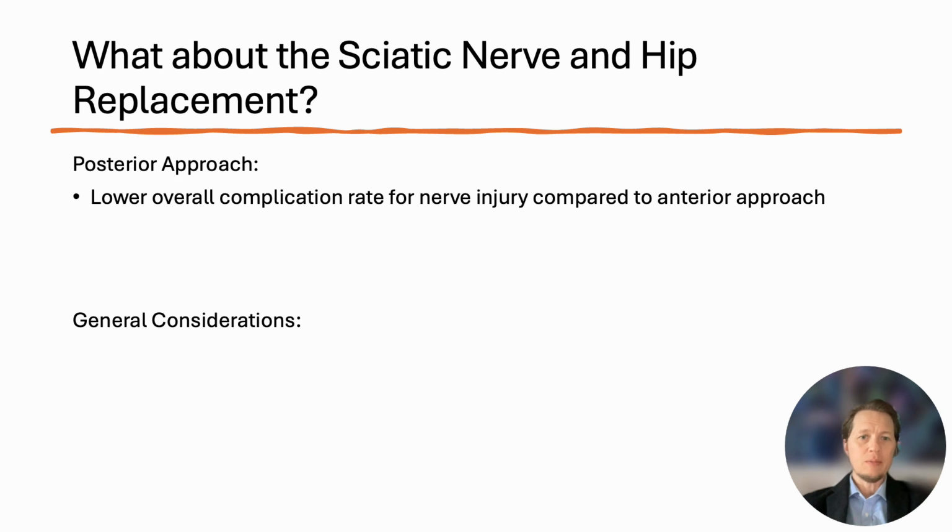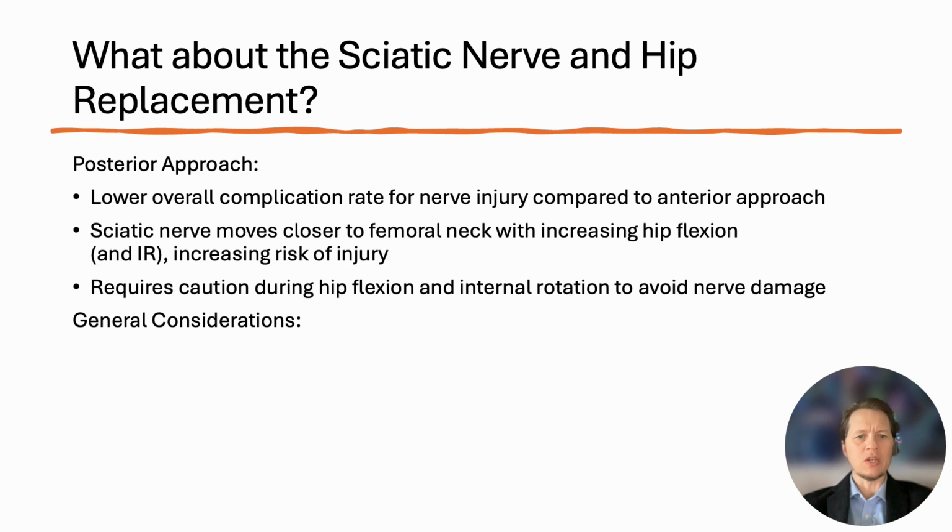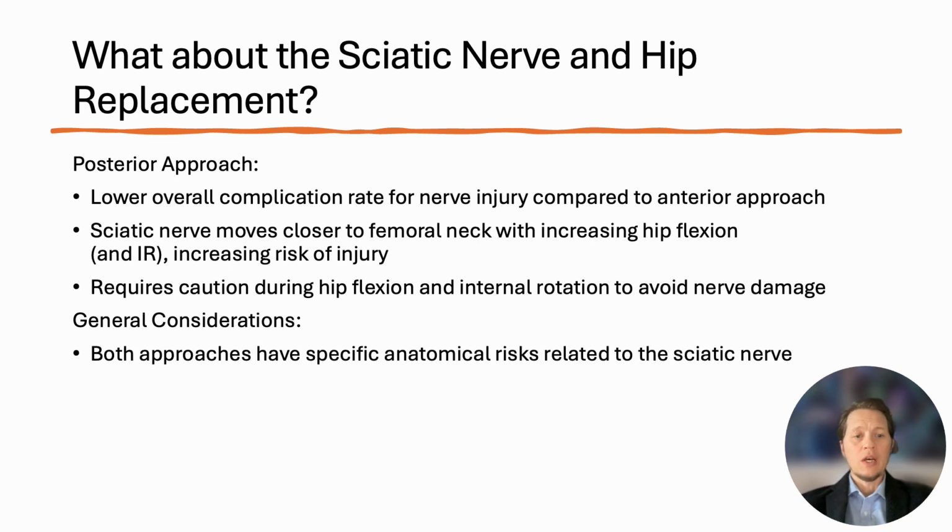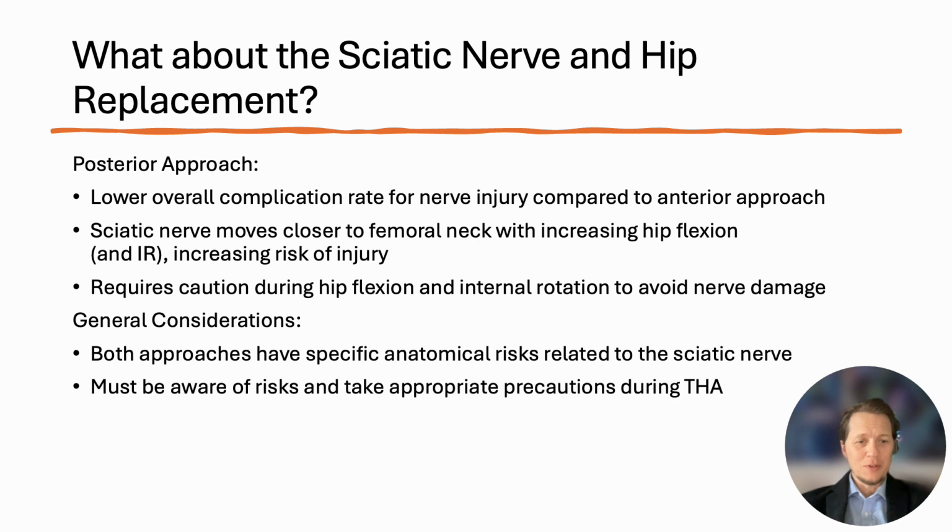Posterior hip, it seems less common unless you really have the hip in a heck of a lot of flexion. You would think increasing hip flexion and internal rotation, but it's really more the hip flexion that brings the sciatic nerve closer to the femoral neck. So there is a concern about sciatic nerve injury in posterior approach, just like there's a concern for anterior approach, which means you just got to be careful. I don't do any of the surgery, of course, but surgeons have to be aware of the risks for both anterior and posterior and take all the appropriate precautions during hip replacement.